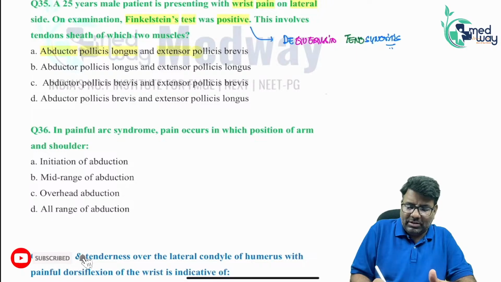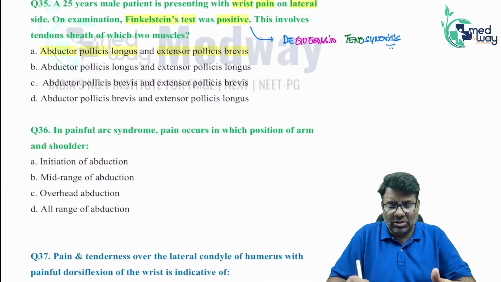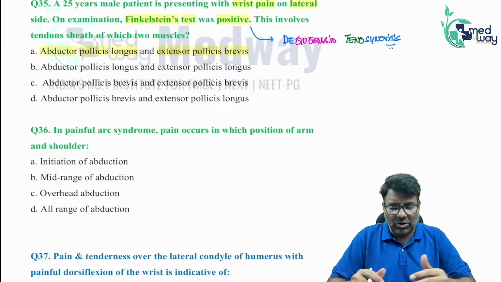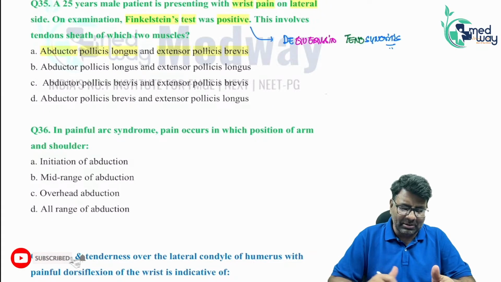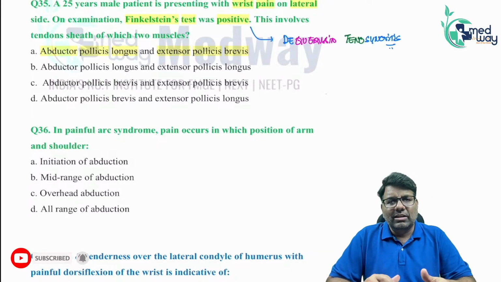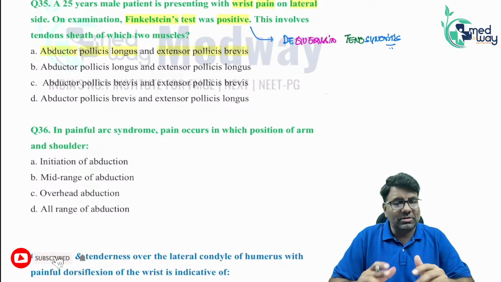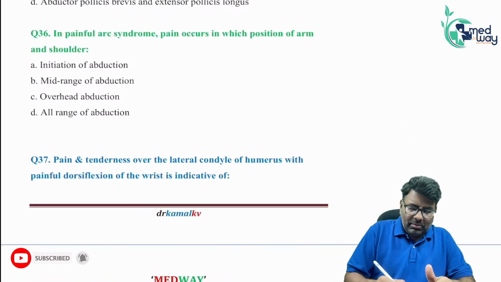and extensor pollicis brevis. So this is about de Quervain tenosynovitis. In Finkelstein's test, we put the thumb under the fingers and we simply ulnar flex the wrist. That will cause very severe pain around the area of the radial styloid process. This is de Quervain tenosynovitis, and that involves the tendon sheath of the muscle tendons which form the lateral boundary of the anatomical snuff box, that is abductor pollicis longus and extensor pollicis brevis. Right? Then painful arc syndrome.